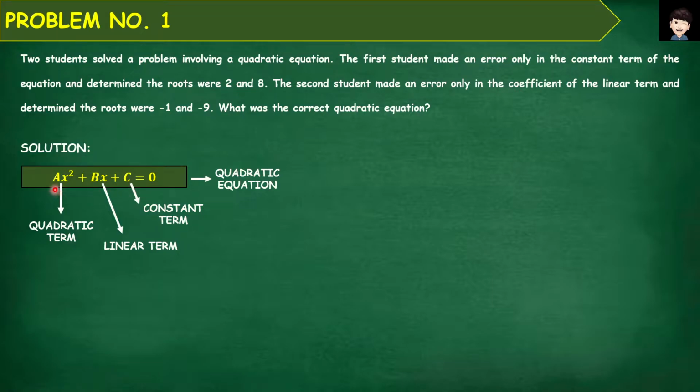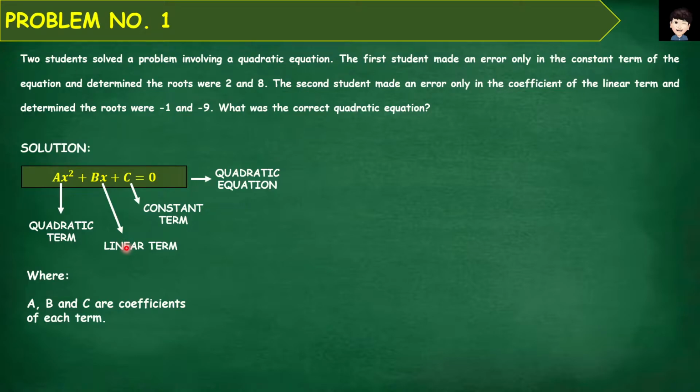So ano ba yung letter A, letter B, letter C? So where A, B, and C are coefficients of each term. Pag sinabing coefficients, may value yan. Ang value niyan ay any number. So ang kasama ng mga coefficients sa equation ay tinatawag na variable. Ito yung mga variable x na tulad sa quadratic and linear terms.